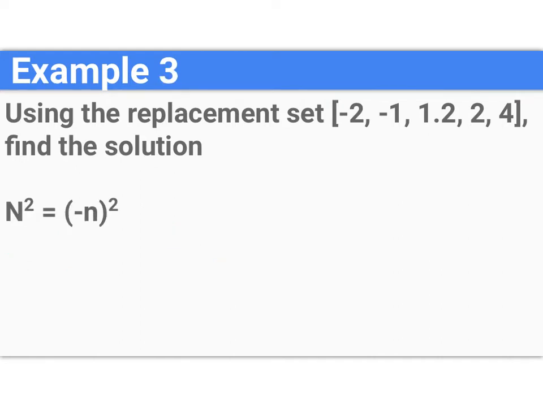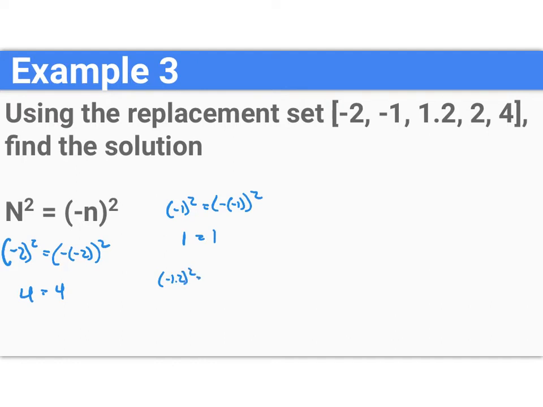All right, using the replacement set, find the solution. n squared equals negative n squared. So what we do is substitute using parentheses. (-2) squared equals the negative of (-2) squared. So (-2) squared is 4. The opposite of -2 is +2. So -2 works. (-1) squared equals the negative of -1. So 1 equals 1. That works.